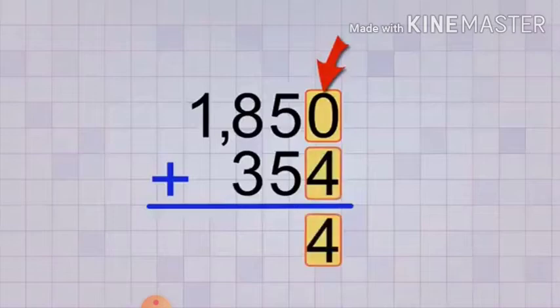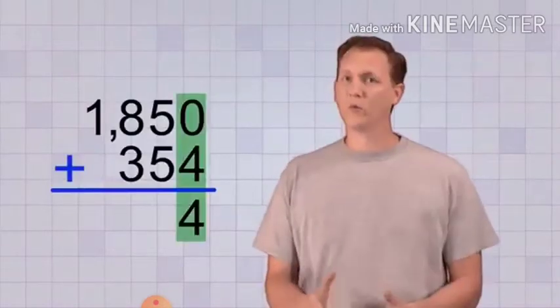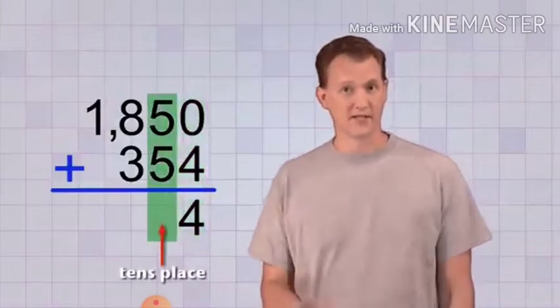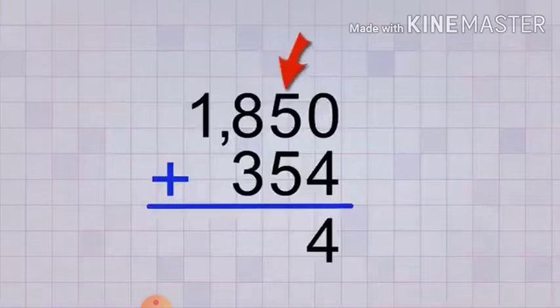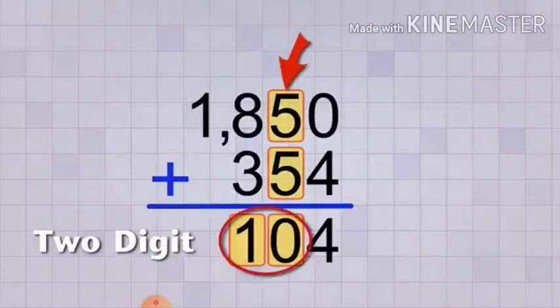0 plus 4 equals 4. So a 4 goes in the ones place of our answer. Now we move to the next place to the left, the tens place. And here comes the tricky part. If you add the digits in the tens place, 5 plus 5, you get 10. But 10 is a two-digit number.